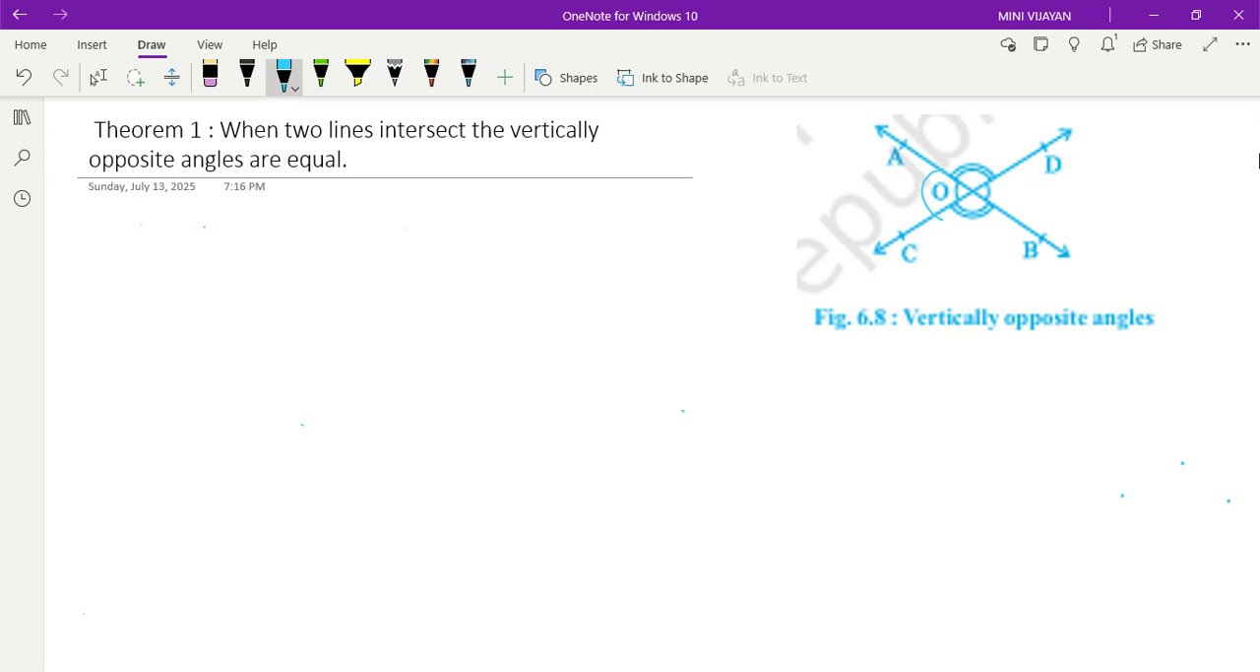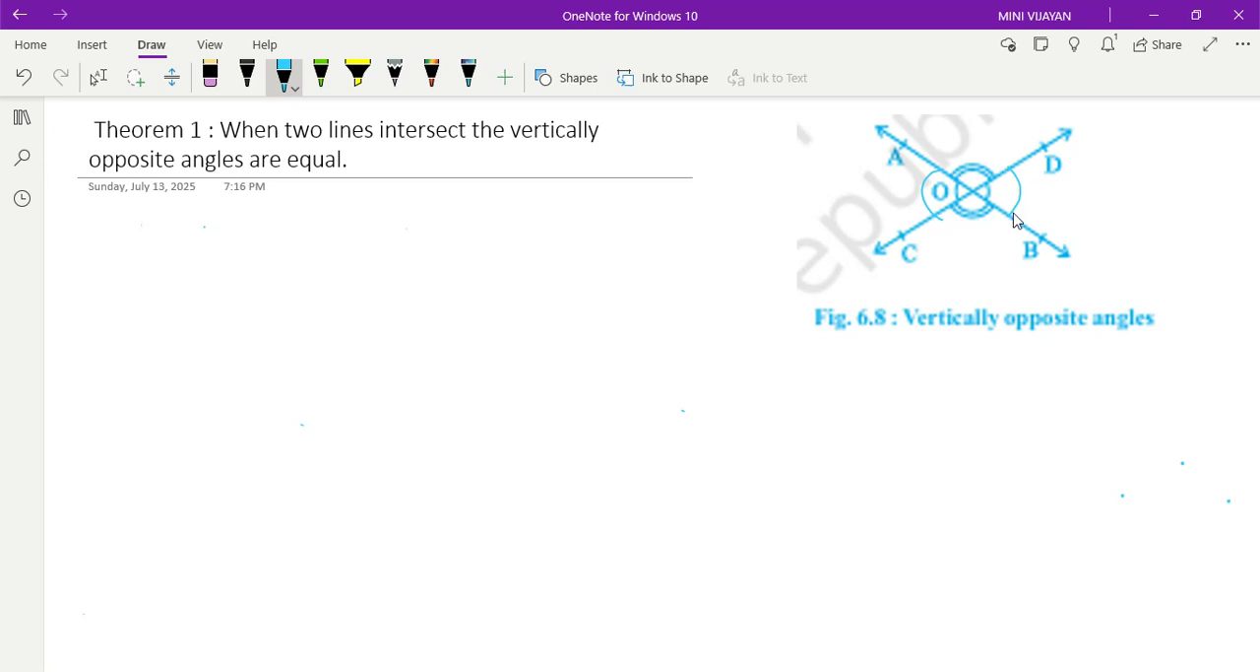When you extend AO, then it will be AB, and when you extend CO, then it will be up to CD. So which angle is formed in between over there? This is the angle which is formed, and we can name it as BOD. So angle AOC is vertically opposite to angle BOD. You understood the vertically opposite angles?